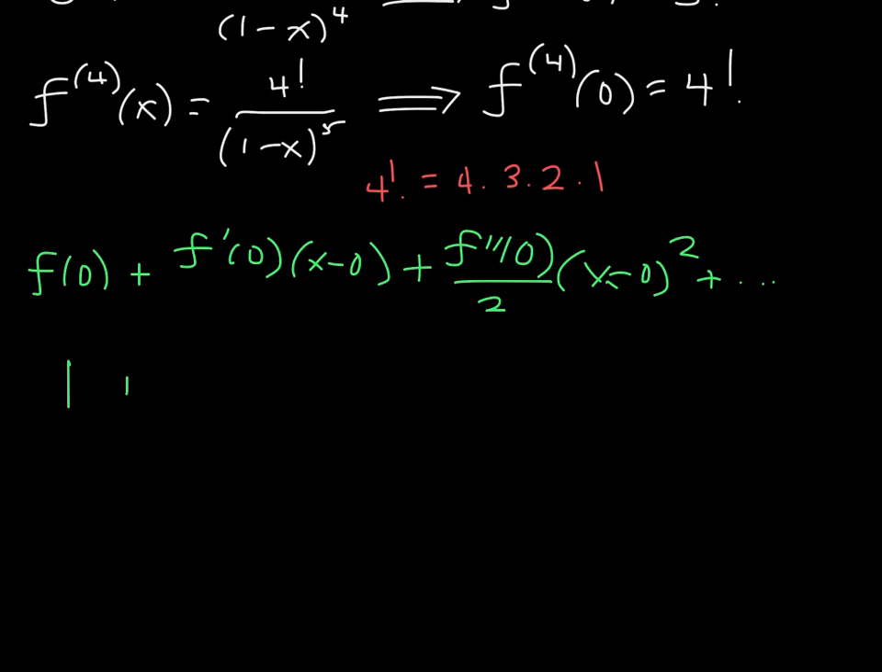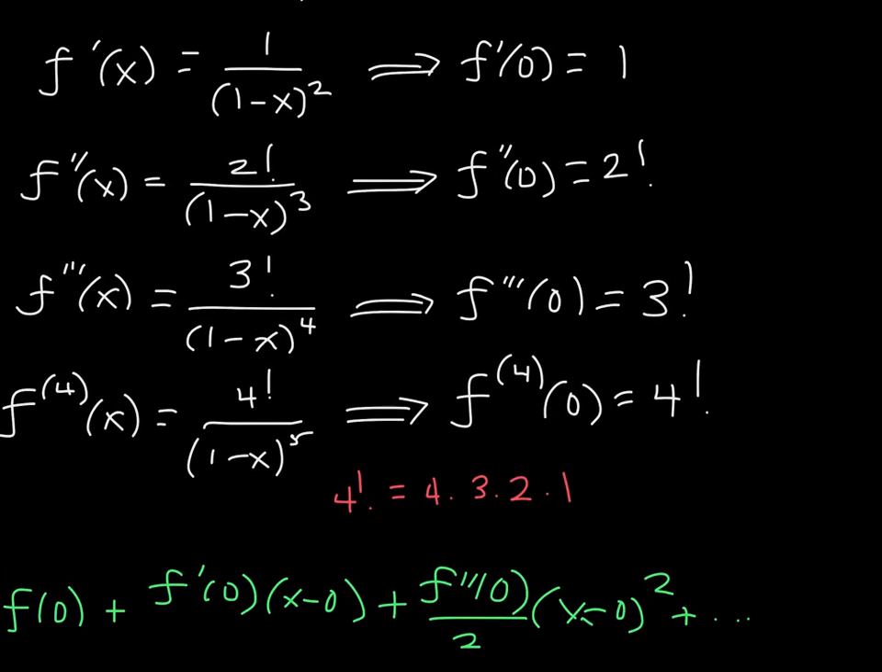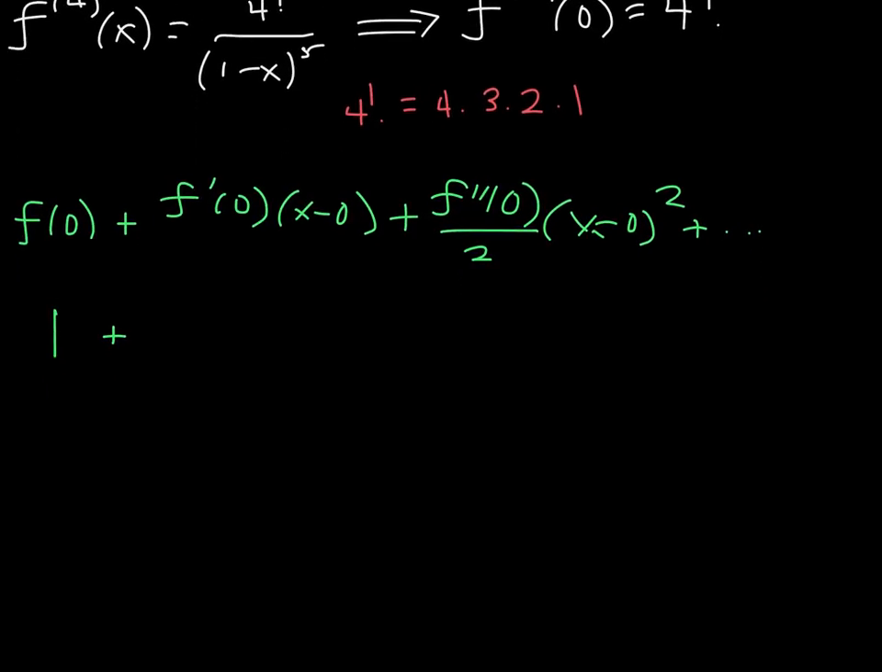And then f prime of 0, you can look up here. There it is. F prime of 0 is 1. So I'm going to use that here. So then this is just 1 times x, so it's just x, plus. And then f double prime of 0 is 2 factorial over 2 factorial. That's just equal to 1. So then this is just 1 times x squared.